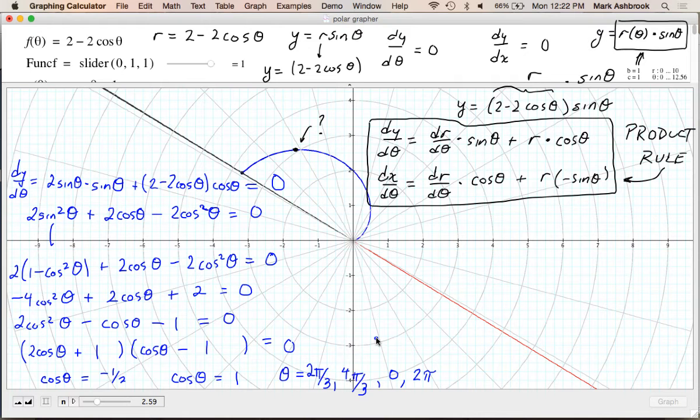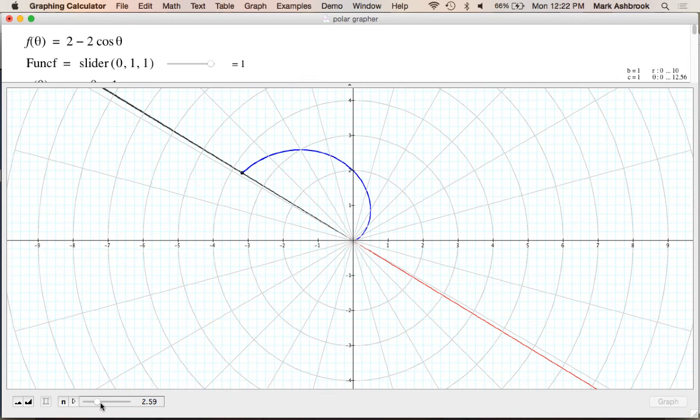Okay, so these 4 angles are the angles that give us a dy d theta of 0. That's what we found out. So I'm going to erase everything and look at the graph here. Are we good with what I wrote on the screen? Okay, so now let's look at the whole graph.